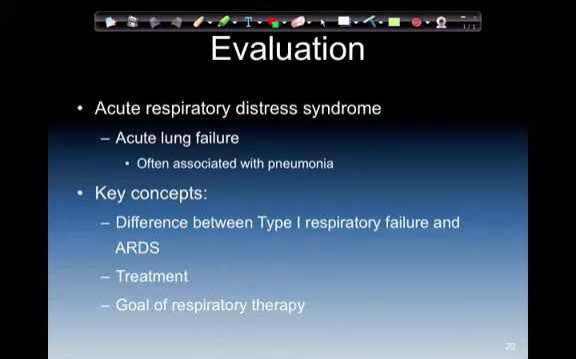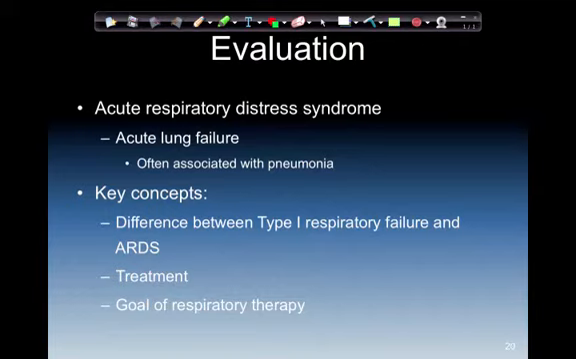Acute respiratory distress syndrome, acute lung failure, often associated with pneumonia. Key concepts on this: this is non-cardiac pulmonary edema. The difference between type 1 respiratory failure and ARDS is that in ARDS we have an increased permeability of the alveolar membrane, and this is what results in acute pulmonary edema. Treatment includes aeration, continuous positive airway pressure, intubation, low volume ventilation, and positive end expiratory pressure.